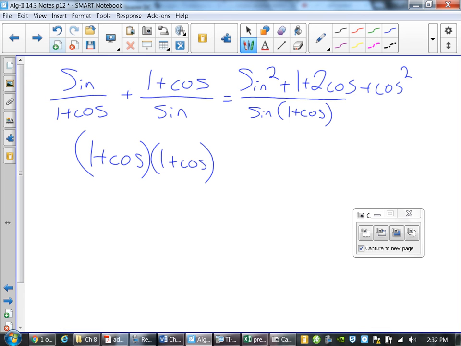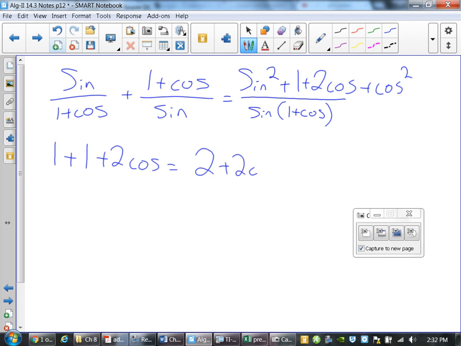So now in your numerator, you have some stuff you can simplify. What's sine squared plus cosine squared? 1. So I have 1 plus 1 plus 2 cosine, which is 2 plus 2 cosine. Very good. I'm not rewriting the denominator right now because it's the same thing.